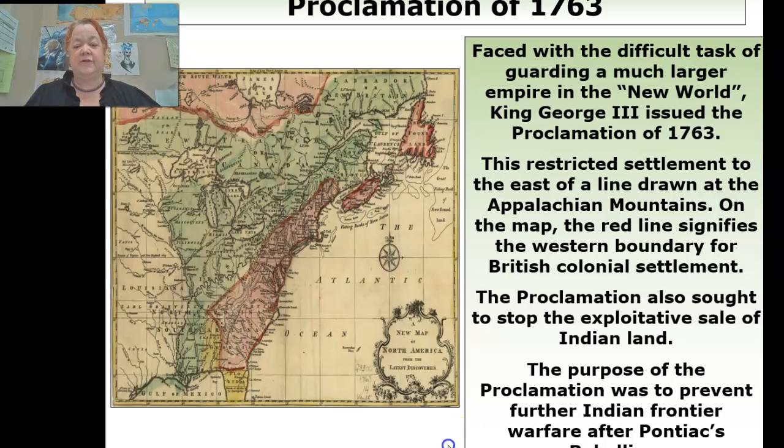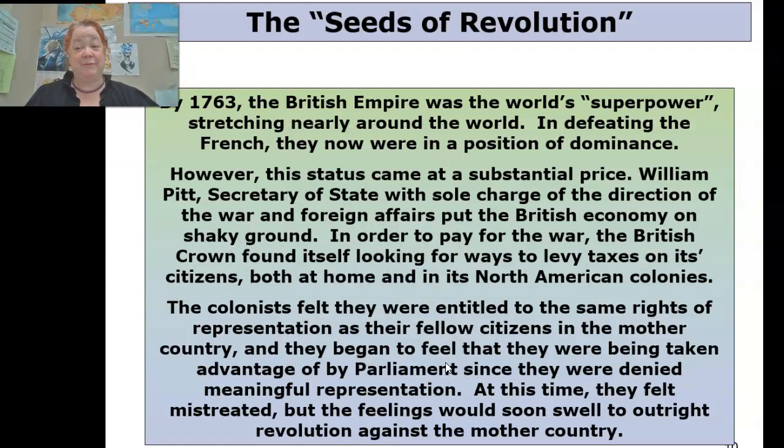So the British decided they couldn't afford it. Oh, guess what they're going to have to be doing soon. So by 1763, the British Empire is the world's superpower, stretching nearly all the way around the world, yet we're not the only ones they were colonizing. They had India and Australia, parts of Asia. The sun didn't set on that empire. In defeating the French, they now, of course, had a position of dominance. However, the status came at a substantial price. William Pitt, the Secretary of State, who had sole charge of the direction of the war and foreign affairs, put the British economy on shaky ground.